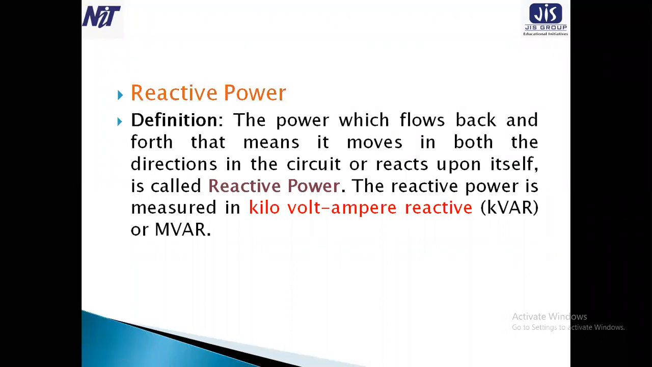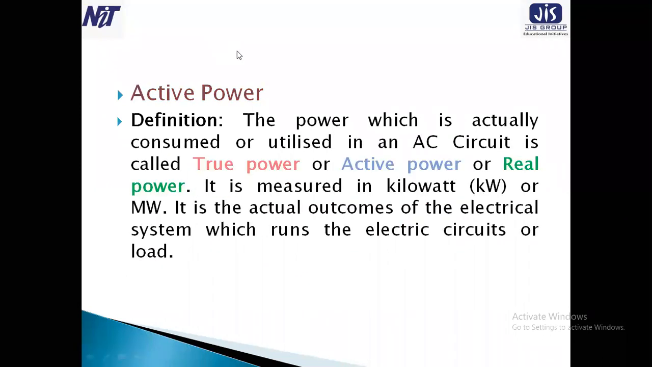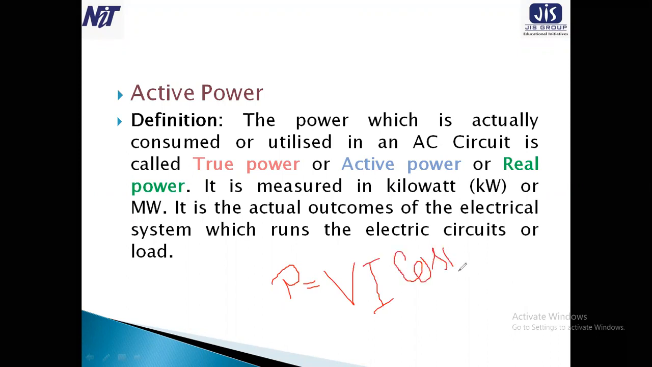Reactive. The first one was active power and the second one is reactive power. Look here. Active power, you know, is represented with P, and it is VI cos phi, where V is the voltage, I is the current, and cos phi is the cosine of the angle between the voltage and current. So this is the equation of active power. We'll apply this equation to solve different types of problems of active power, reactive power and the power factors.